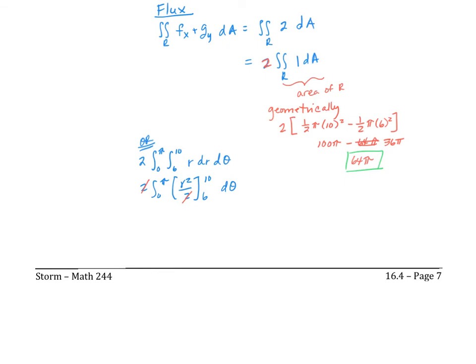That gives me 100 minus 36, so we have the integral from 0 to pi of 64 d theta. And now that's simply 64 theta, 0 to pi. So you see that we have 64 pi. Computing the flux either using Green's theorem or by using the line integral that we had previously.